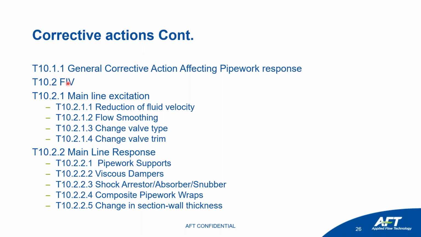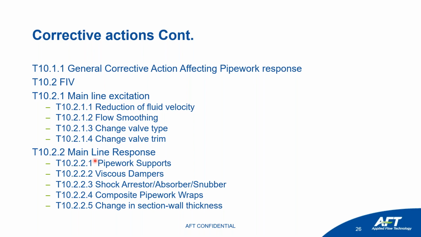In the case of FIV, which we'll be using as an example here, it is described in section T10.2, and the solution it provides is separated for the mainline excitation and the mainline response. For the mainline excitation, it suggests either reduction of the fluid velocity, flow smoothing, change valve type, and change valve trim. All of this is described in detail in each one of the sections.